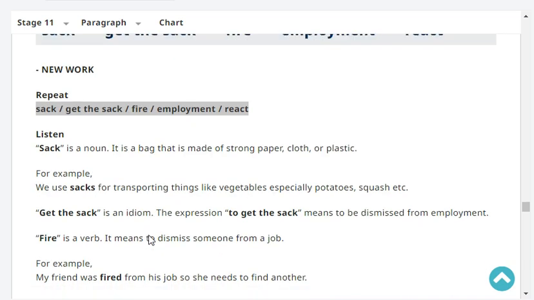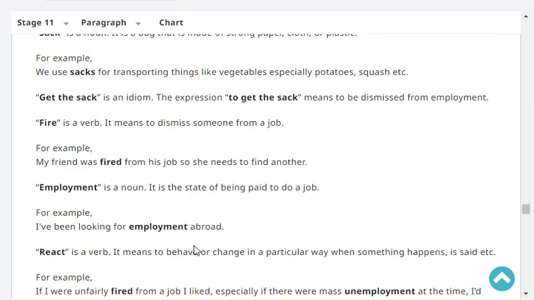Okay, listen. Sack is a noun. It is a bag that is made of strong paper, cloth, or plastic. For example, we use sacks for transporting things like vegetables, especially potatoes, squash, etc. Get the sack is an idiom. The expression to get the sack means to be dismissed from employment.